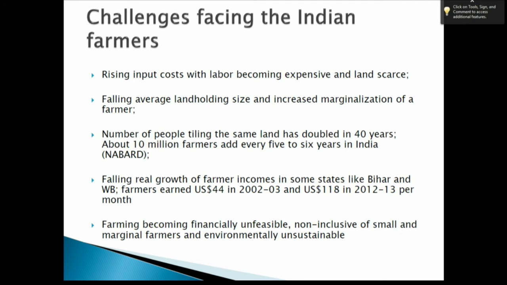Farming real income growth rates have actually been very slow. In terms of farmer income, we've calculated a number. In 2002-03, a farmer earned about $44 per month, one farmer. Now, in 2012-13, the number is equivalent to $118 per month. There are states which have actually witnessed negative real growth rate of farmers' income also, like Bihar, as Professor Pingali had mentioned yesterday, and West Bengal.